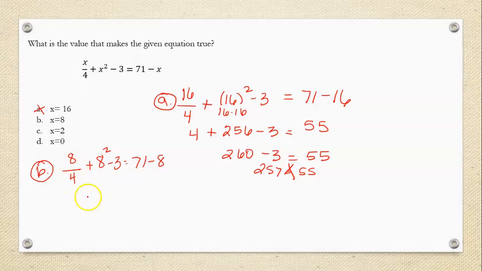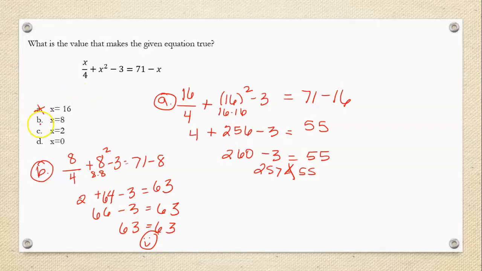So 8 divided by 4 is 2. 8 squared, remember 8 times 8 is 64. Let's go ahead and do 71 minus 8. That gives you 63. All right, the left-hand side, 64 plus 2 is, ooh, this looks promising, 66. And then 66 minus 3 gives you that 63. Awesome job. So B is the correct answer.